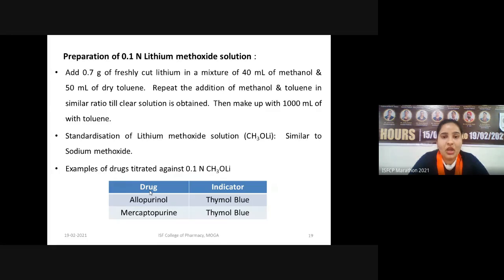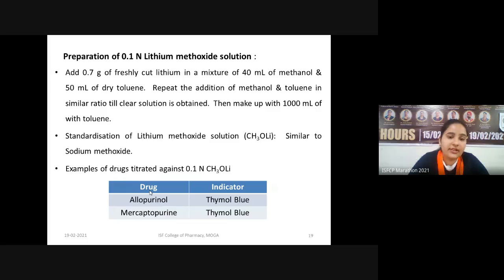We will continue the addition of methanol and toluene in the same ratio till the clear solution is obtained. Then we are going to make up the solution up to 1000 ml by the addition of toluene. Standardization of lithium methoxide is done in the similar method as we have done for sodium methoxide.